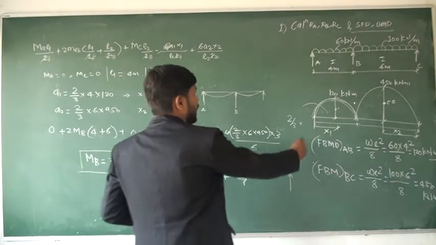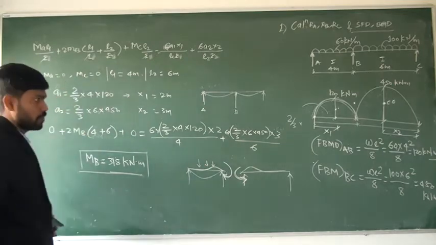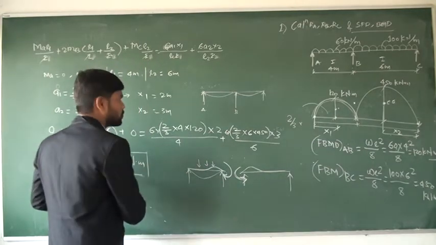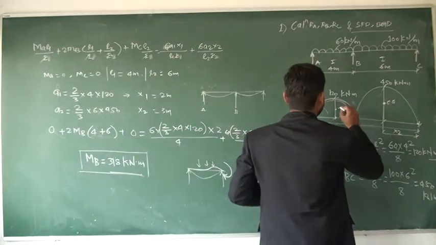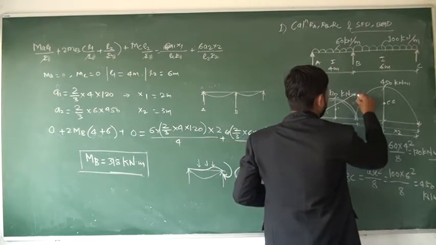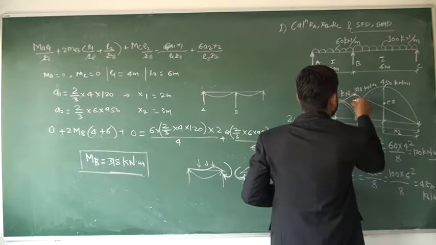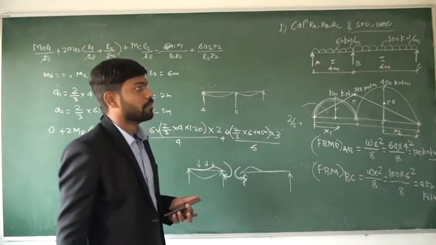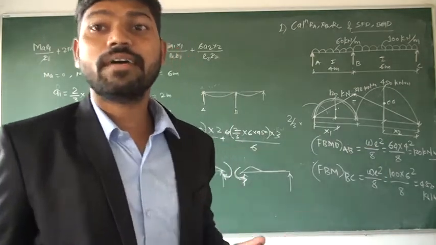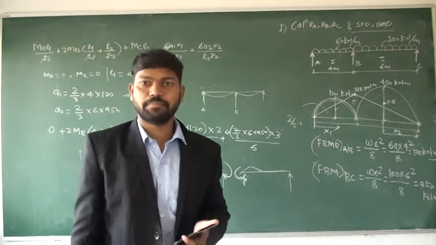Okay. So what is support moment A? It is 0. Support moment A is 0. What is support moment C? This is also 0. What is support moment B? It is 318, and again it is 0. This is minus. Okay, so this is our final diagram of bending moment. This is the final resultant bending moment diagram.